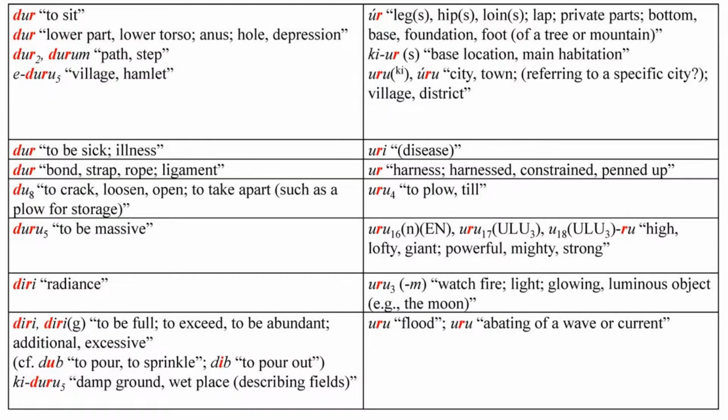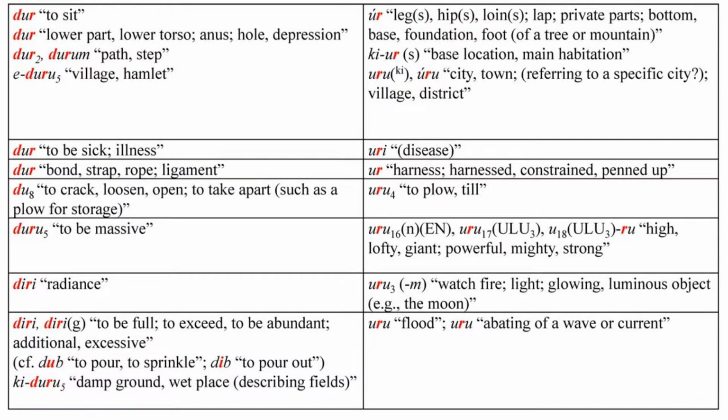And so in the Sumerian language, I wanted to show that there's different forms of these words, but they all derive from the same source or the same forms, right? So, for example, dur, meaning to sit, lower part, lower torso; dur meaning endurum. This is an Akkadian suffix. Path, step, and Ki.duru, meaning village, hamlet.